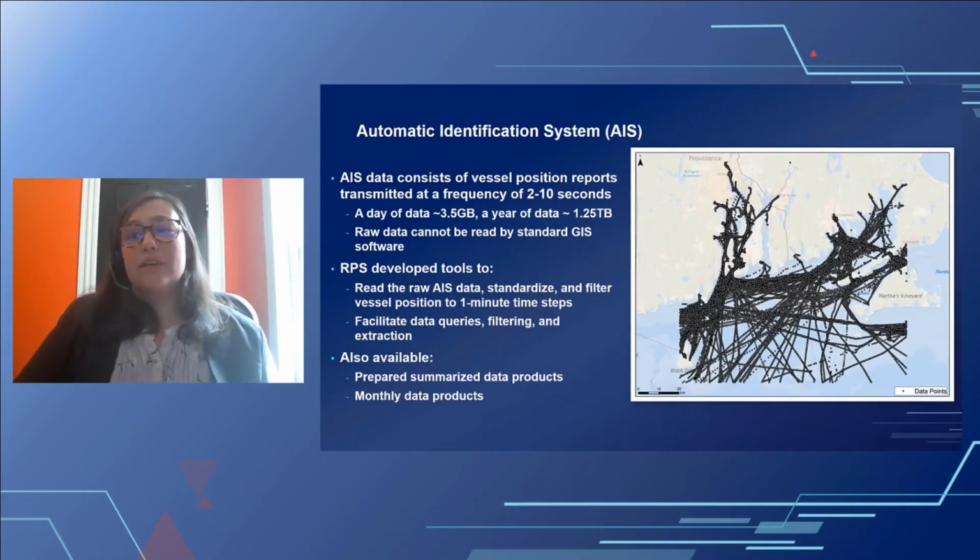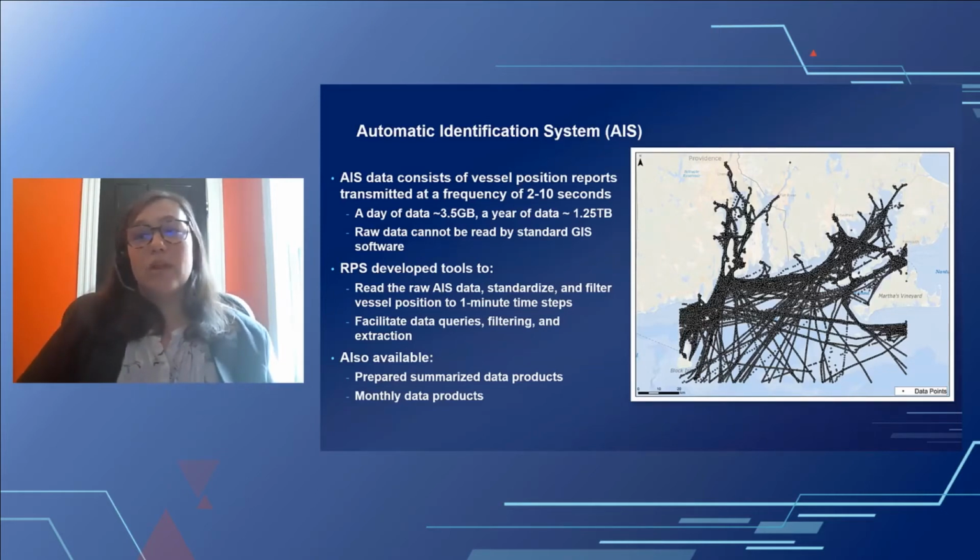AIS consists of vessel position reports transmitted every 2 to 10 seconds, which amounts to a lot of data overall. It amounts to right around 3.5 gigabytes in a day and well over a terabyte in a year for the United States. Raw data also cannot be read by standard GIS software.